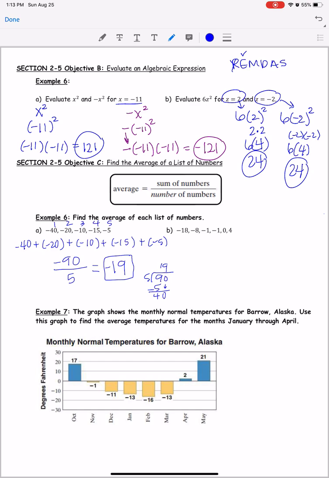Okay, so add up all of your numbers and then just divide it by the number of numbers that you have. Okay.